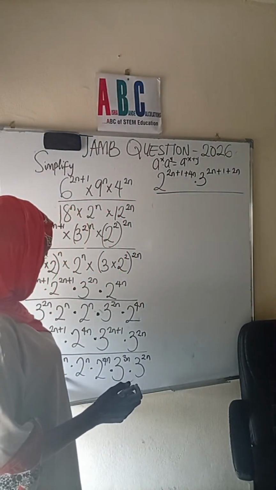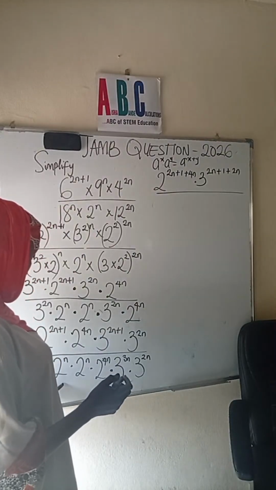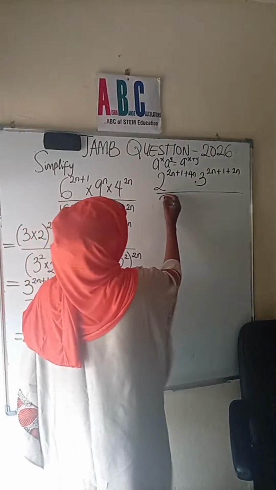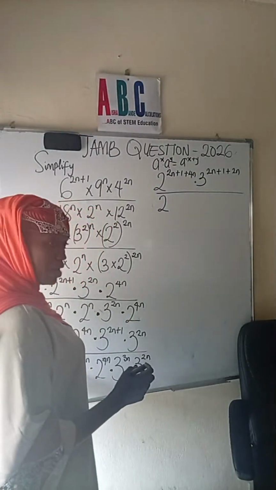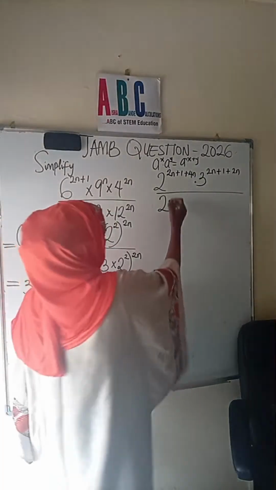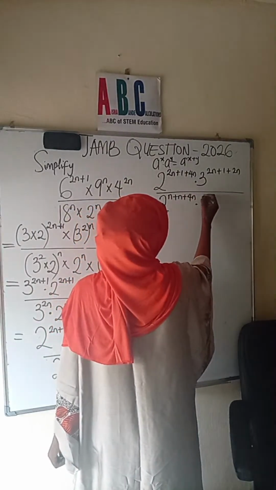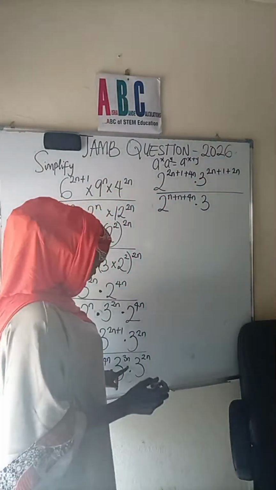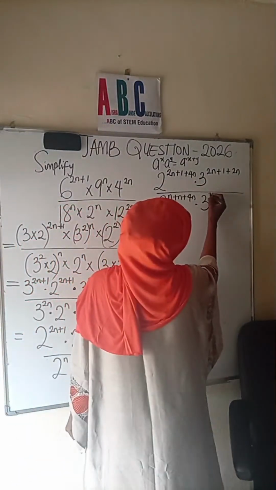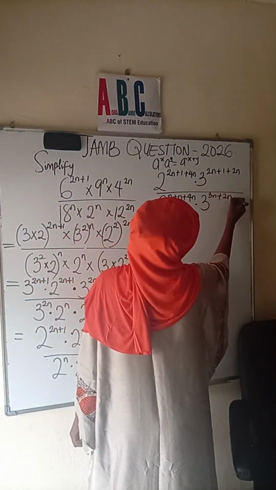The bases here, we have base 2. The terms here are all equal, so we have base 2 here. Then we add up the powers, n plus 4n, times, now base 3 becomes what? 3n plus 2n. So here we have 3n plus 2n.